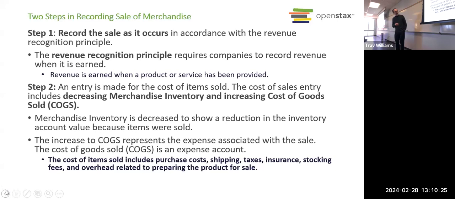Again, the cost of the items that we purchase as a merchandiser include not only the cost of the item, but also any shipping costs, taxes, insurance, stocking fees, and related overhead. Okay. For the most part, we don't have to do all those calculations in this chapter. They keep it kind of simple for us. But just keep in mind that it's not just the cost of the item, it's the total cost that goes into cost of goods sold.